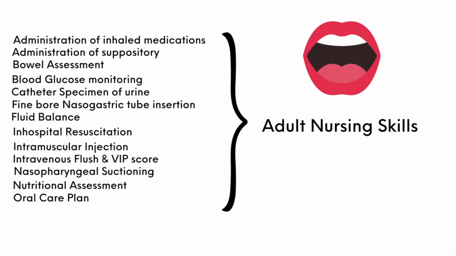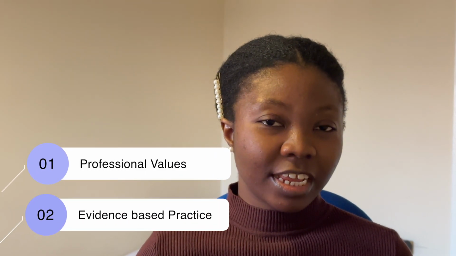oral care plan. The last 2 stations are basically for things called professional values and evidence-based practice. They are silent stations and involve more of writing. For example, in professional values, you'll be given a scenario and you'll be asked, as a professional acting according to the NMC Code of Conduct, what would you do in this certain kind of scenario?